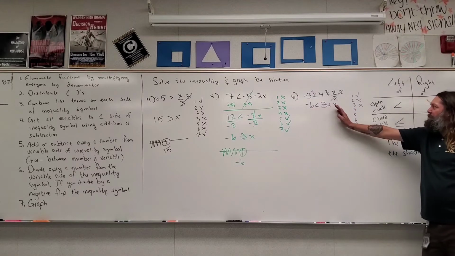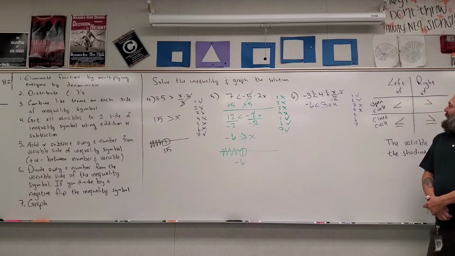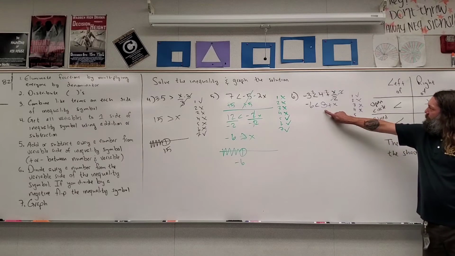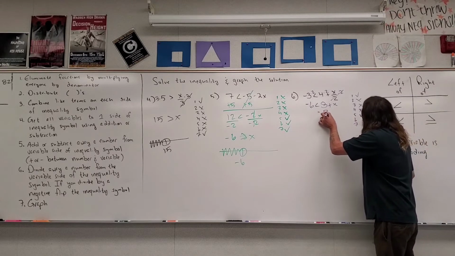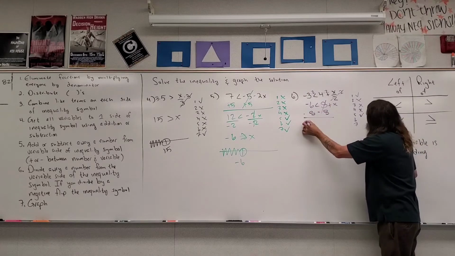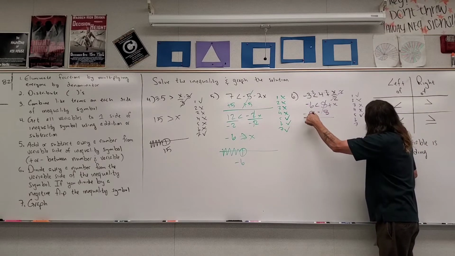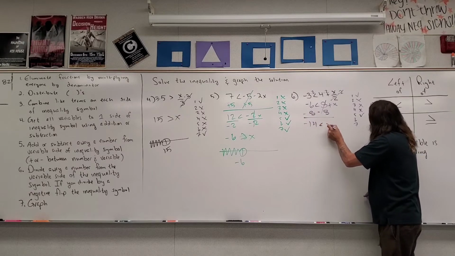I don't need to because they're all on the right side. Step 5, can I add or subtract away a number from the variable side? Yes, I can, because I have a plus between my number and my variable. That's a plus 8, so I can get that 8 to the other side by subtracting it away. So I'm going to subtract away that positive 8, and I'm going to be left with, let's see, I owe you 6, I owe you 8, you're going to tell me I owe you 14. And 14 is left of the shading.